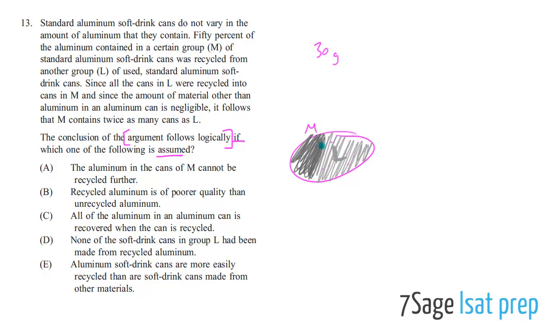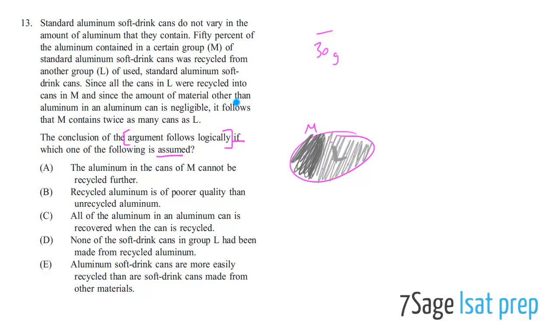Okay, so let's think about this for a little bit. They just told us that the amount of aluminum in any given soft drink can is fixed. It doesn't vary very much. So we just randomly said 30 grams. Whatever, it's some fixed amount. And they're telling us that group M has all these cans, but half of the aluminum in group M came from group L. And they're telling us now that all the cans in L were recycled into cans in M.